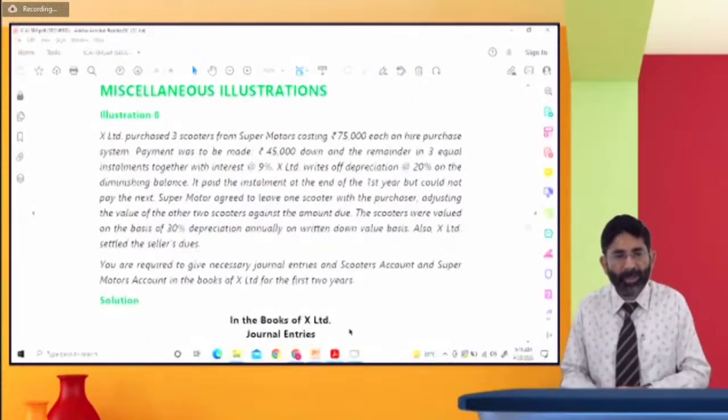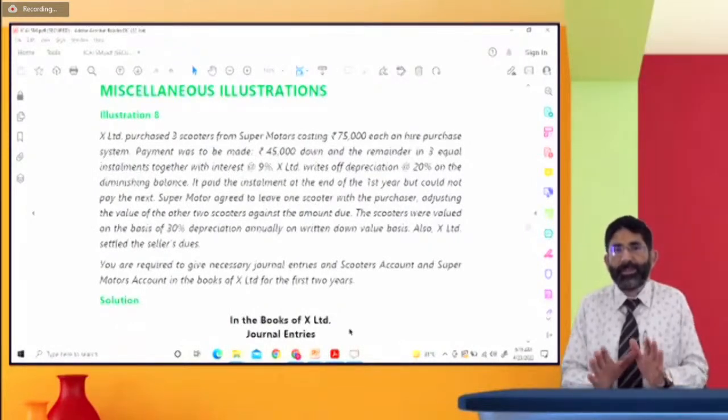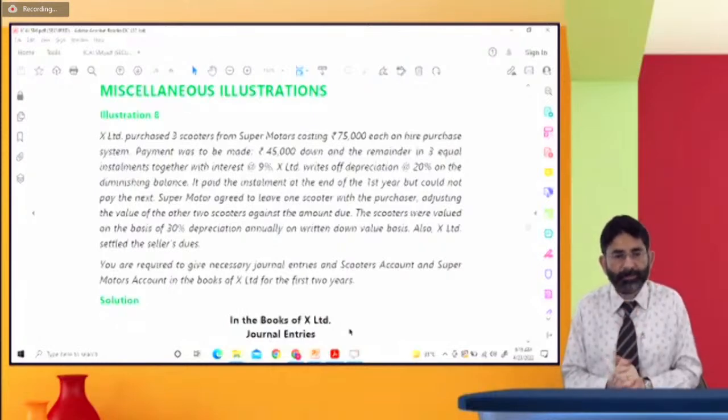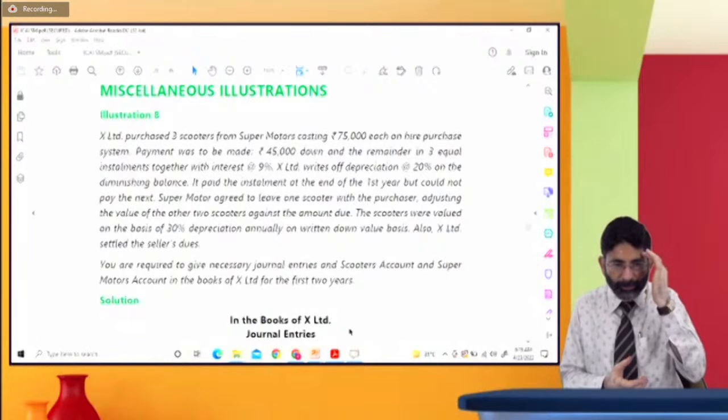So come to partial repossession, illustration number 8. X Limited purchased. Read the illustration first. How to read any question or illustration? Let's understand this. X Limited purchased. That means X Limited is a purchaser. So it is in our mind now.